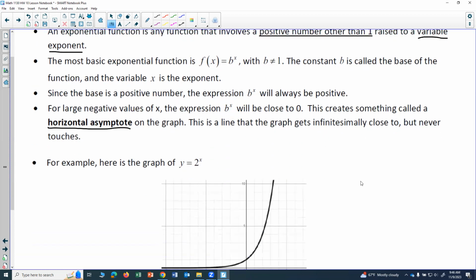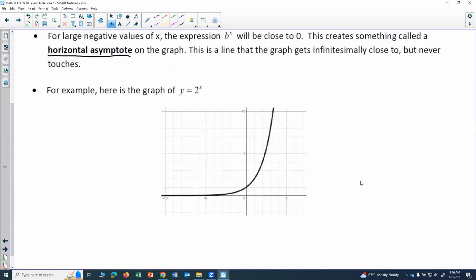For example, here's the graph of y equals 2 to the x. We would think of the line y equals 0 as the horizontal asymptote, and you can see that it actually looks visually like the graph is on the x-axis, but really what's happening is it's getting so close to the x-axis that it looks that way, but it's actually just slightly above the x-axis. And then over here on the right in the first quadrant, the graph just shoots upward very quickly. So this is the graph of y equals 2 to the x.